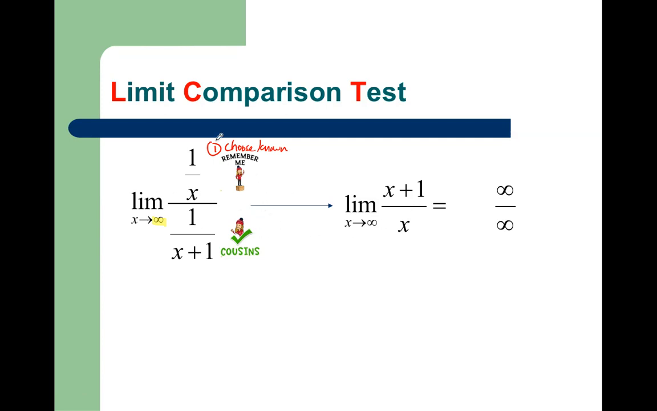Zero over 0, or if I cleared the fractions, I forgot that I did that, right? I just cleared the fractions. I did 1 divided by 1 over x plus 1 is the same as 1 over x times x plus 1 over 1, which gives me infinity over infinity. Regardless, 0 over 0 or infinity over infinity, what happens?